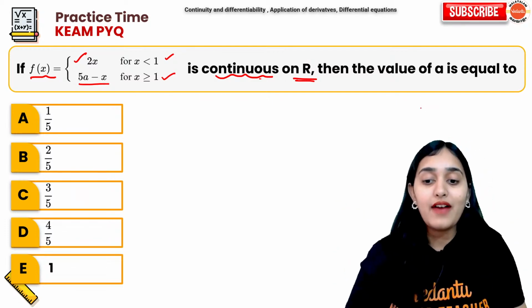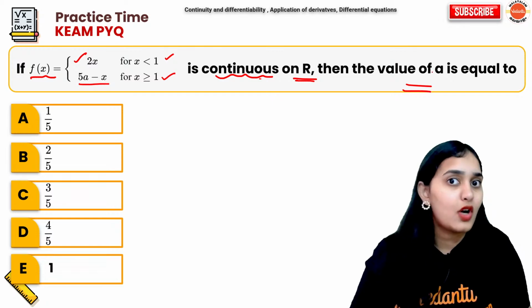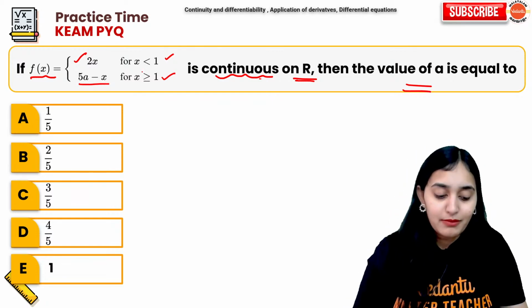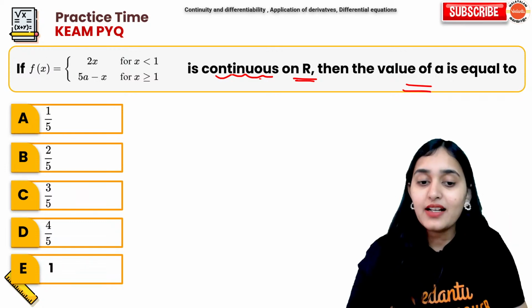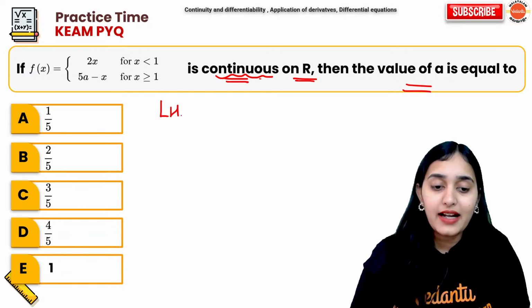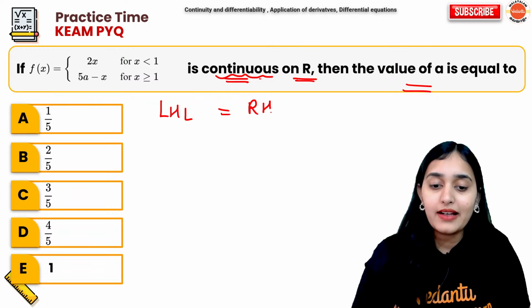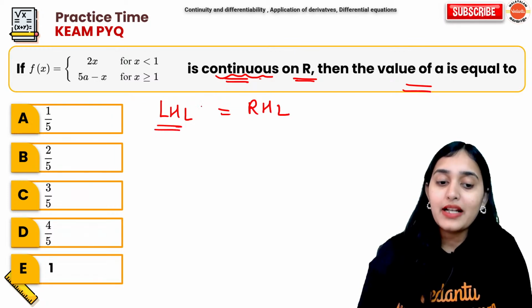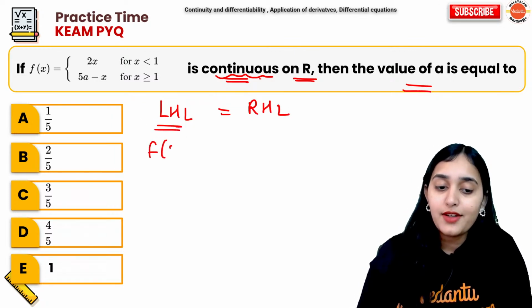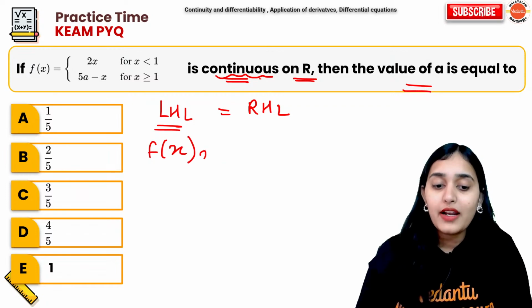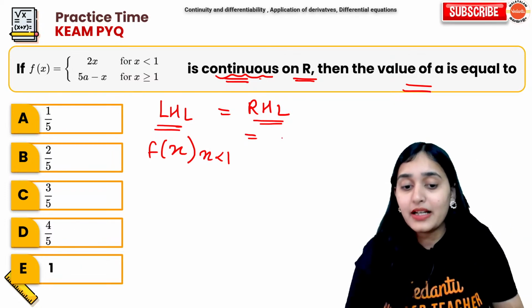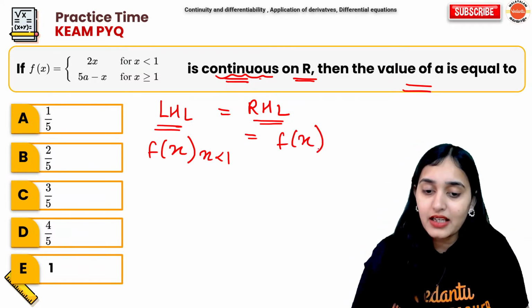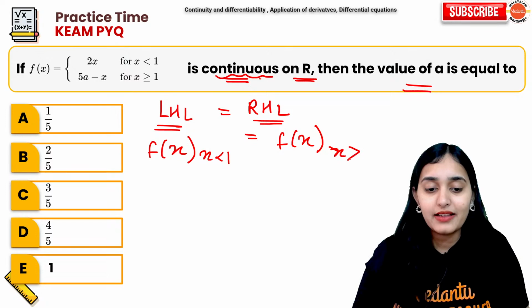Then what is the value of a? What does that mean? It simply means, if it is a continuous function, left hand limit is equal to right hand limit. Now what is left hand limit? Left hand limit is the value of the function for x less than 1. Right hand limit, what is right hand limit? Value of the function for x greater than 1.